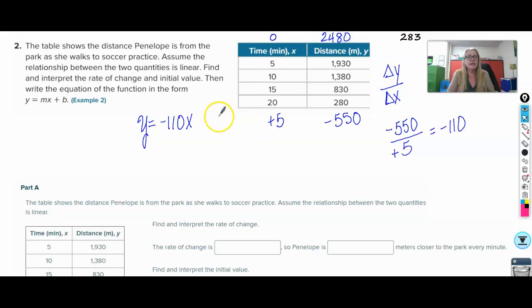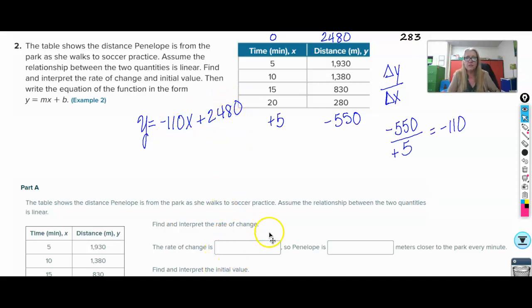Okay, that's my initial value. She was initially 2,480 feet from the park. Each 5 minutes she walks, she is 110 feet closer, which is why it's negative, because you subtract 110 feet from that number each 5 minutes.